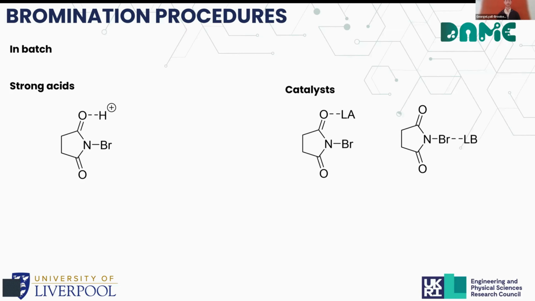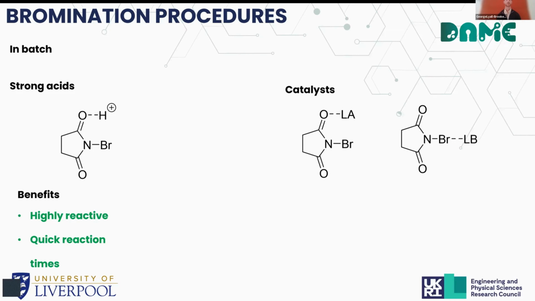So this is typically achieved either via strong acids for Bronsted acid catalysis activation, or with the use of catalysts, whether that be Lewis acid or Lewis base, and both have advantages and drawbacks. The use of strong acids is a particularly reactive procedure. So it's particularly useful if you're trying to brominate severely deactivated compounds with multiple electron withdrawing groups on the ring.